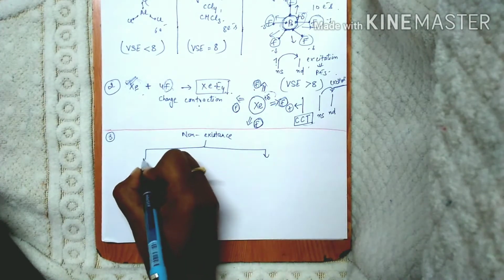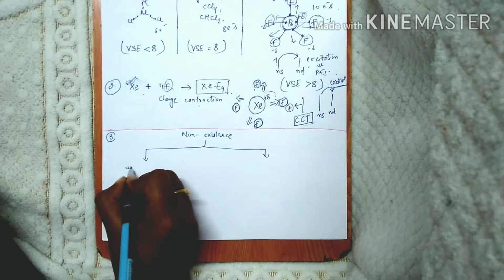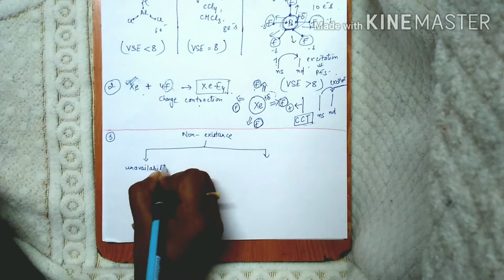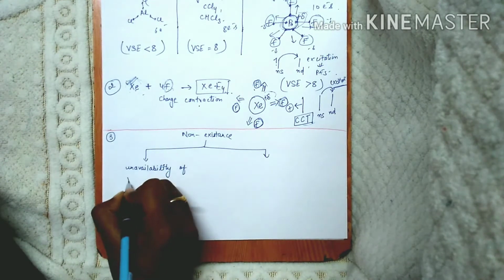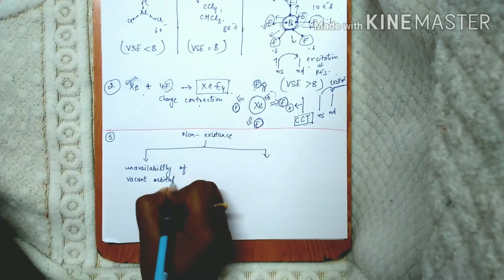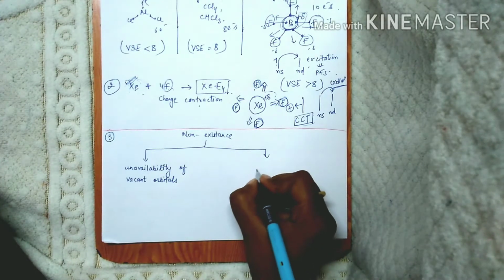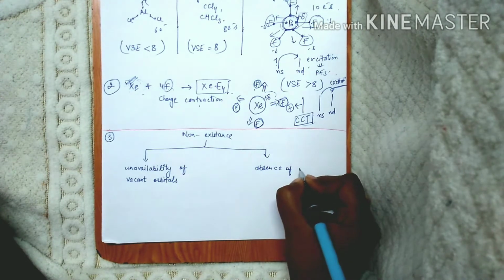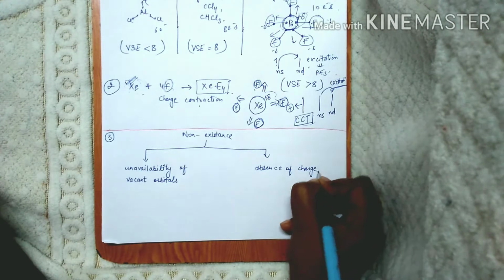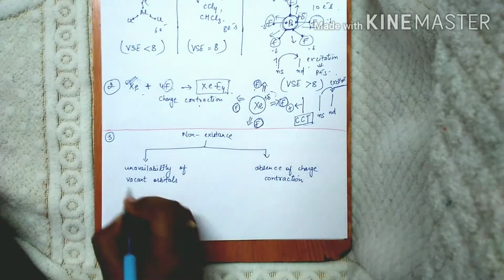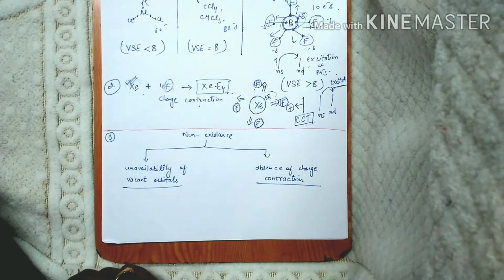One being unavailability of vacant orbitals, and the second being the absence of charge contraction. These can be the two reasons for the non-existence of any compound.